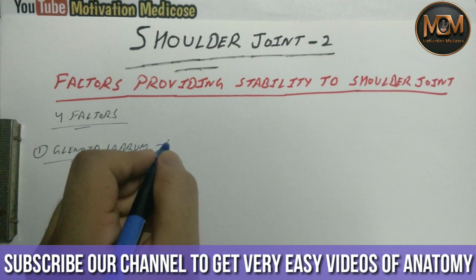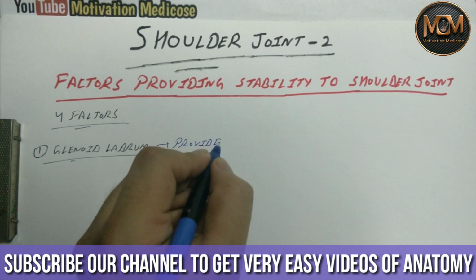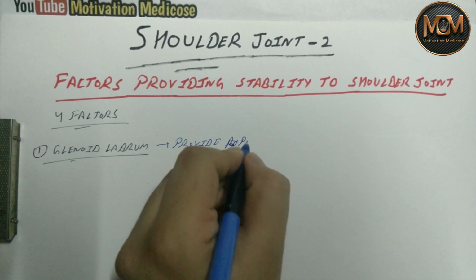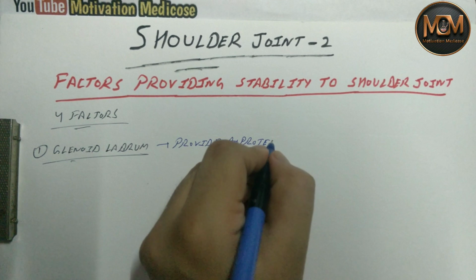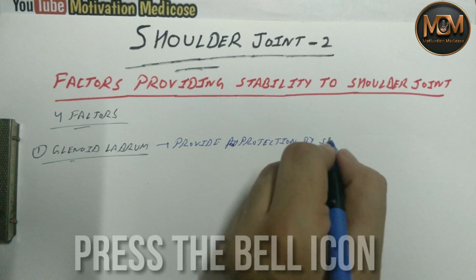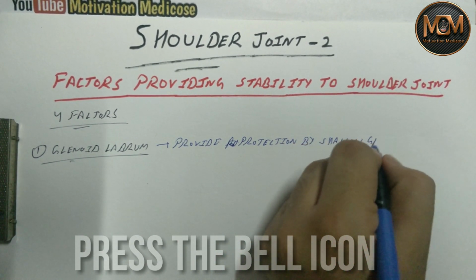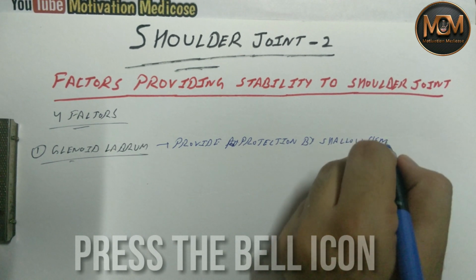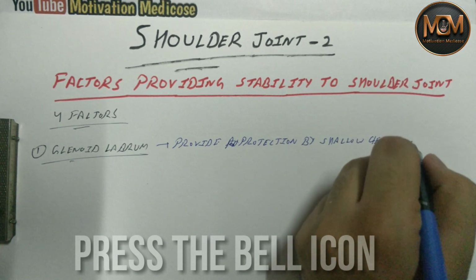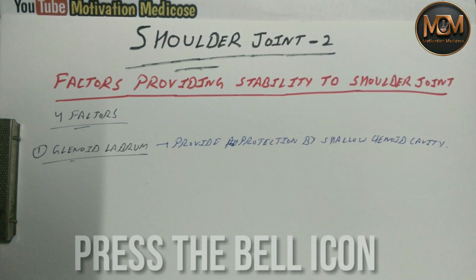So we'll write down. This glenoid labrum is providing protection by deepening the shallow glenoid cavity. Basically, this glenoid labrum is making this shallow glenoid cavity deep. So this is our first factor.